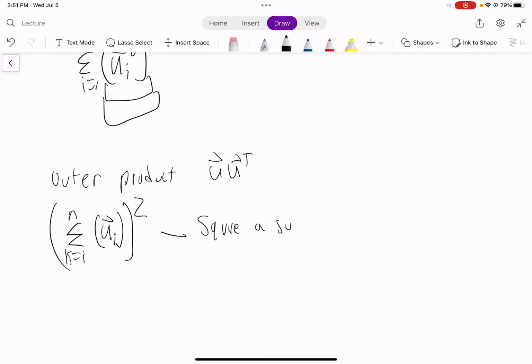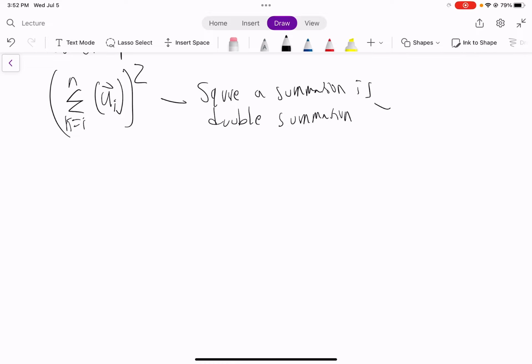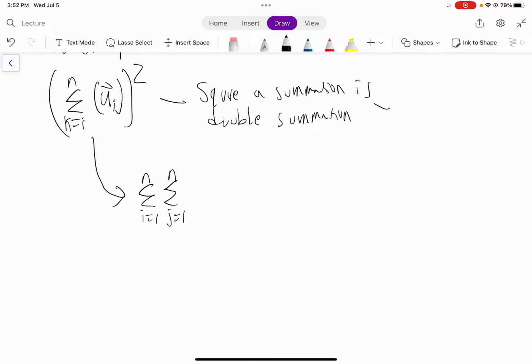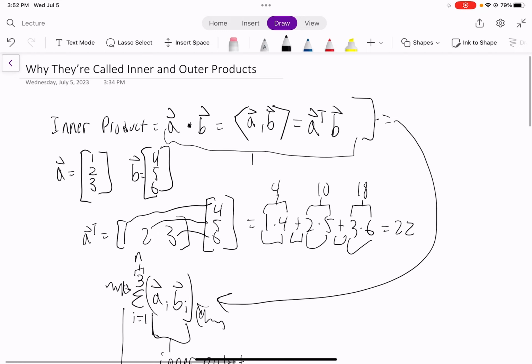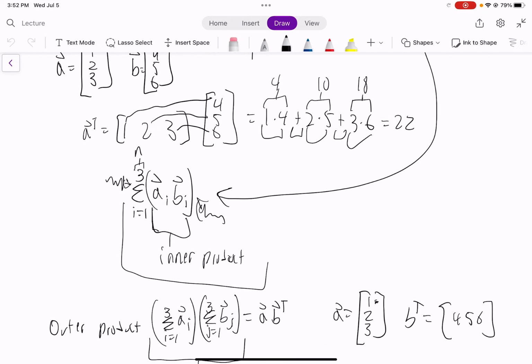Square a summation is double summation. That's just algebra. I didn't learn that anywhere in algebra, but that's something that you got to know. So this becomes, you got to change the index. That's why I changed it from k. So you got to do I equals 1 to n, j equals 1 to n, ui uj. That's what this becomes. Okay? But back to my point, why are they called inner and outer products? It's because in summation form, you're taking the inner product.